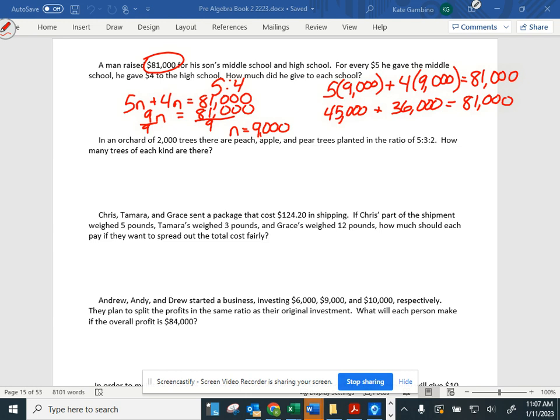So then it says, how much did he give to each school? Which school was $45,000? Chance? Are we allowed to use calculators? Oh, definitely. Alexis. The middle school was first, and so middle school and the high school was second. So make sure that you label so you know which one is which.